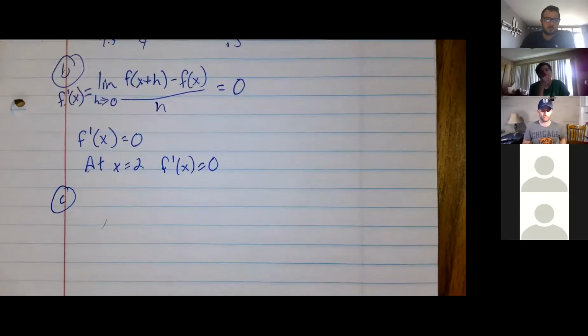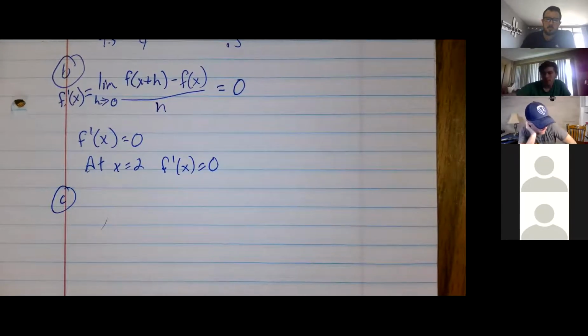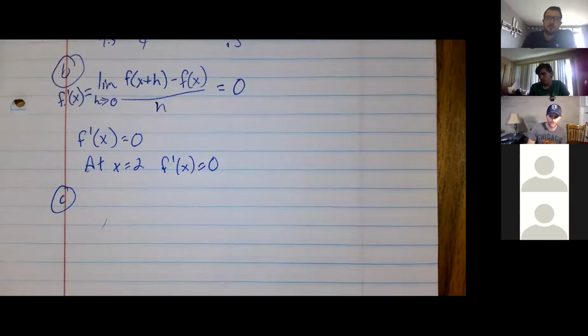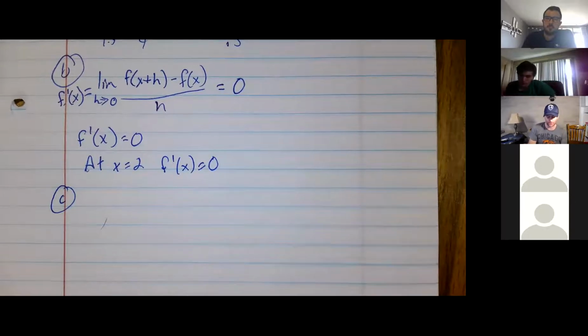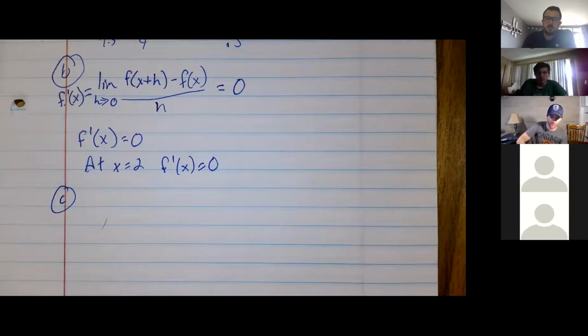Is your reason just f prime of x equals 0, or do you have to state that it's because there's a horizontal tangent? Do you have to say that it's at x equals 2 just because there's the horizontal tangent? Yeah, I mean something to that effect, that there's a horizontal tangent or something of that nature. All right. Any other questions with that one?